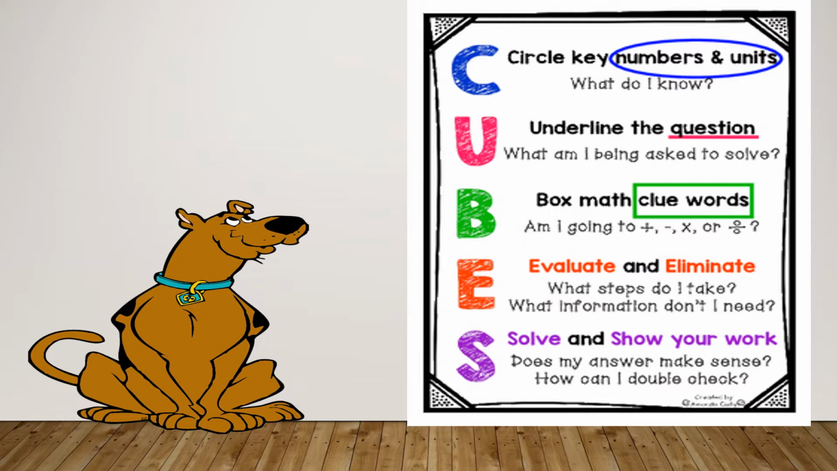Well, here we have it. Scooby advises us to use CUBES. C in the word CUBES tells us that we must circle the numbers and units. U, underline the question. B, box any math clue words. E, evaluate and eliminate. Finally, S, solve and show your work. So whenever you want to attack a word problem, boys and girls, remember the word CUBES.